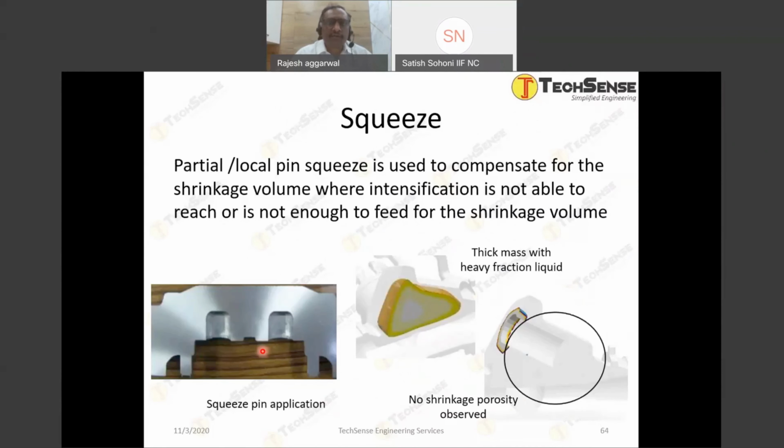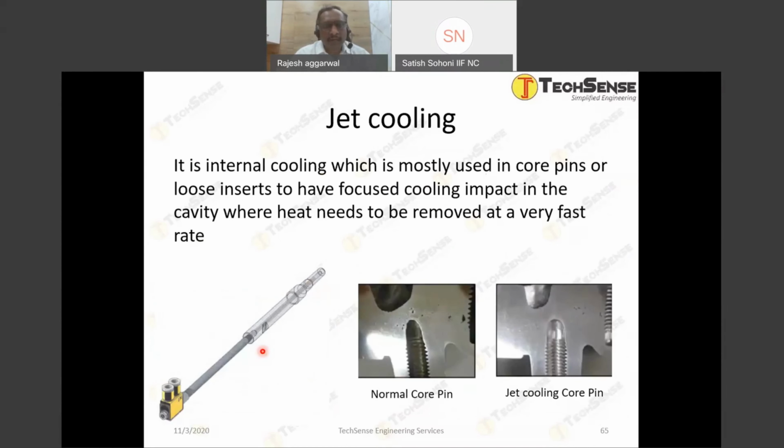Further actions for this type of hot defects: one of them is the partial squeeze or local squeeze pin to compensate for the shrinkage volume, where intensification is not able to reach or is not enough to feed the shrinkage volume. Jet cooling, you can see the example in front. It is internal cooling, mostly used in core pins or loose inserts, to have a focused cooling impact in the cavity where heat needs to be removed at a very fast rate.